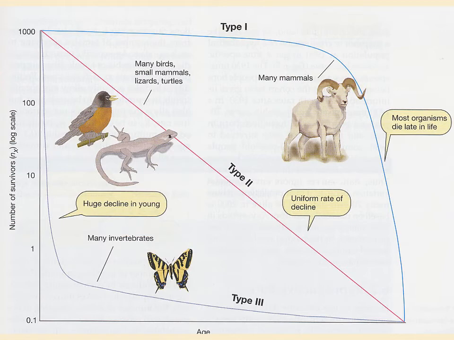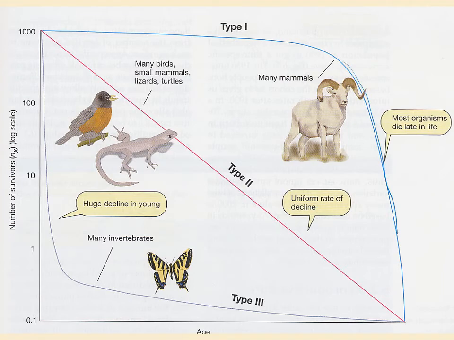So we have across the x-axis again, we have age. We have a log scale on the survivors on the y-axis. And remember, the survivors we just got from subtracting the mortalities. And you can see the type 1 curve has very high adult mortality rates.